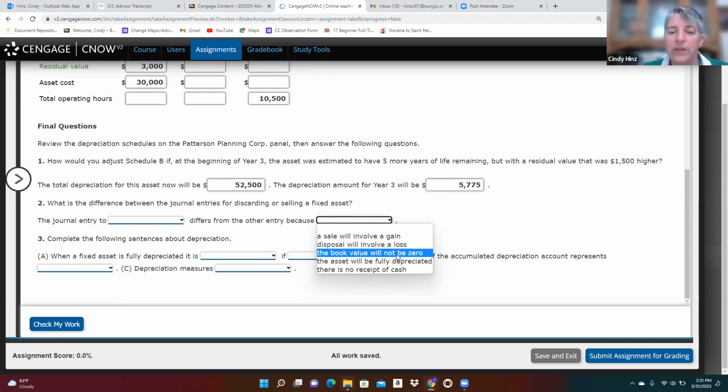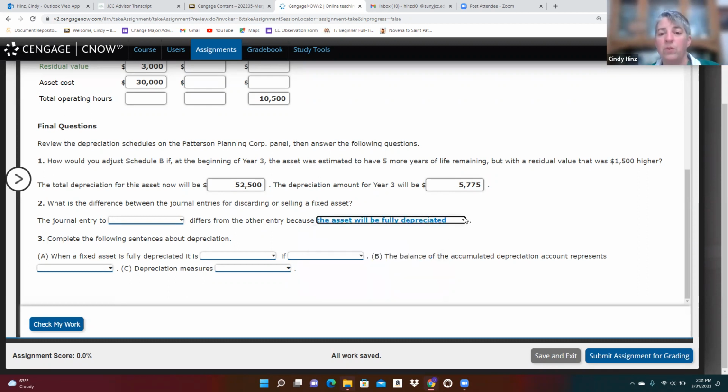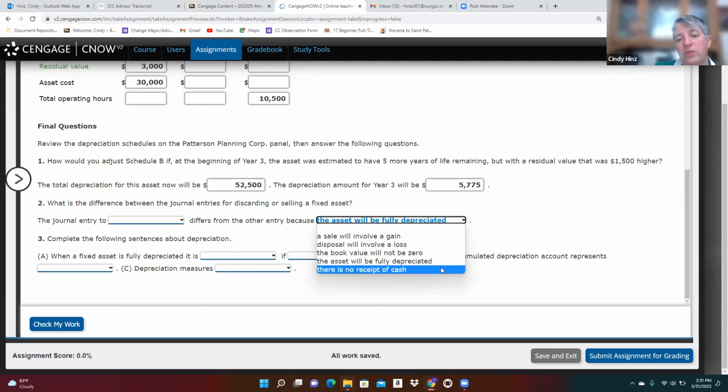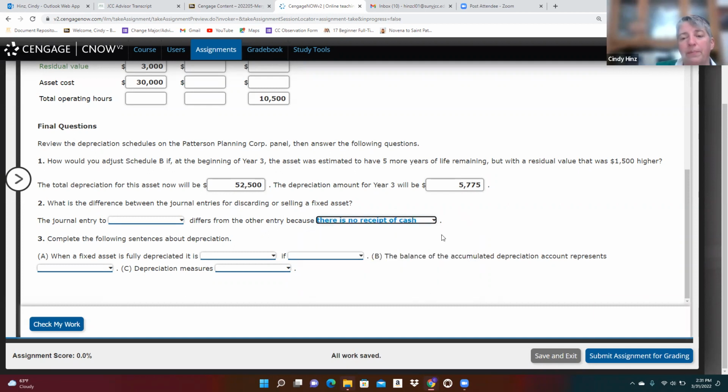The asset will be fully depreciated. Again, we don't know that. It could be that it's fully depreciated, but it could be that we sell it or throw it away partway through its expected useful life. And so the only one we know for sure is true in one of those situations is when we dispose of an asset, when we discard a fixed asset, there is no receipt of cash. And so that's the only combination that works.